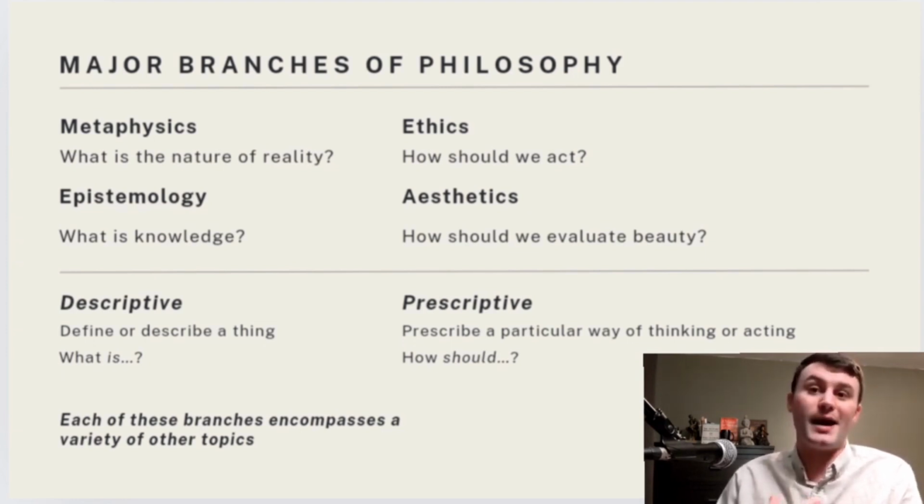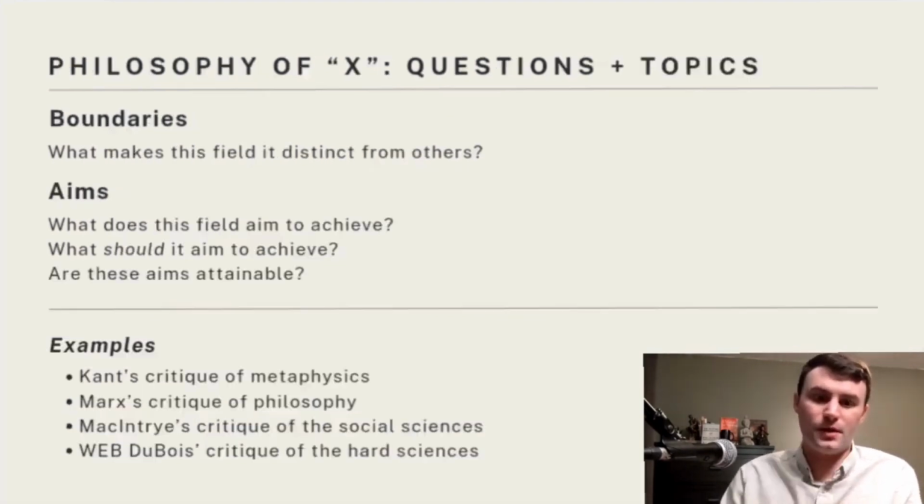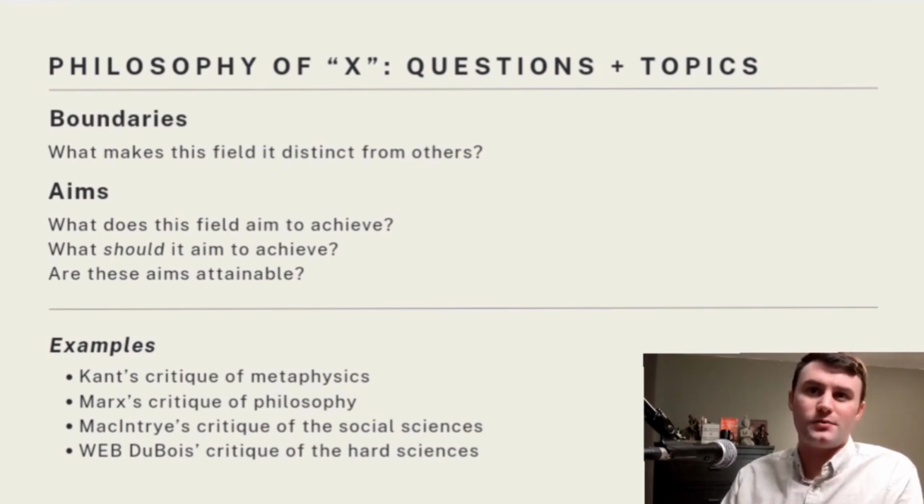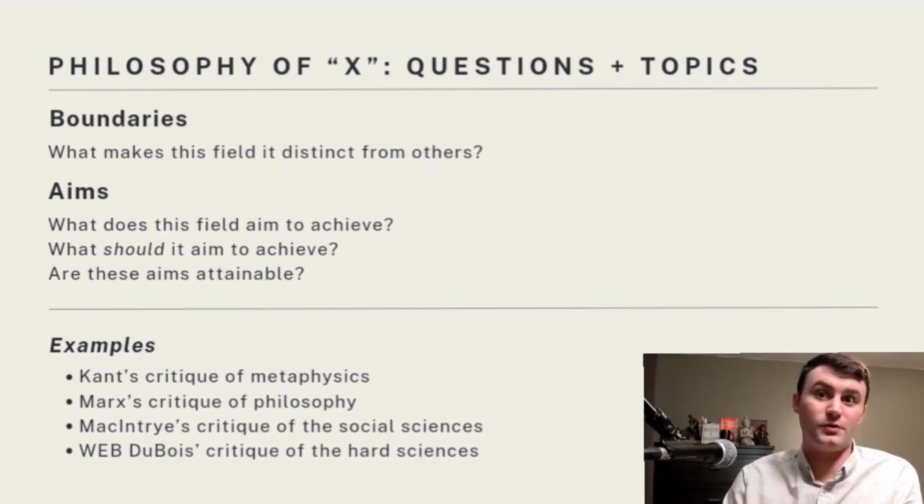So in other words, we may ask questions about religion, about history, about science, from the perspective of philosophy. If you're interested in writing something on a philosophy of X, you might consider questions like these. What are the boundaries of this field? In other words, what makes this field distinct from others? What are the aims of this field? What do people working within this area strive to accomplish?